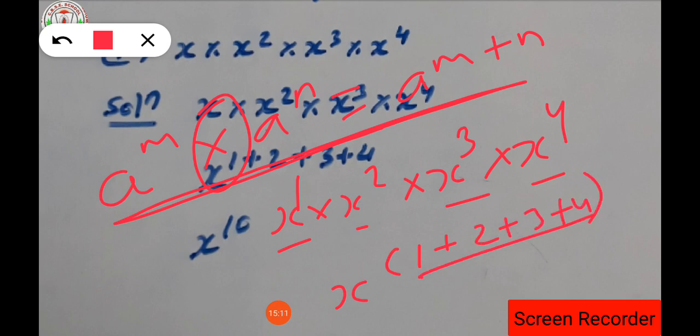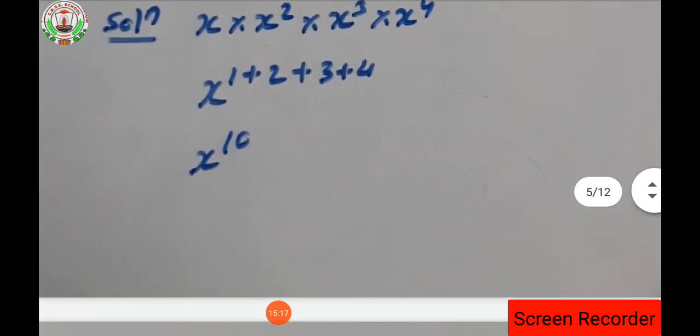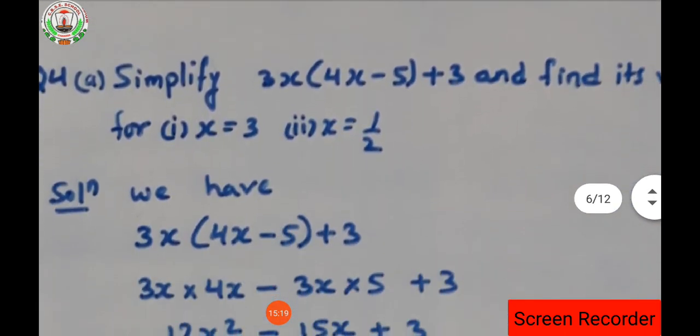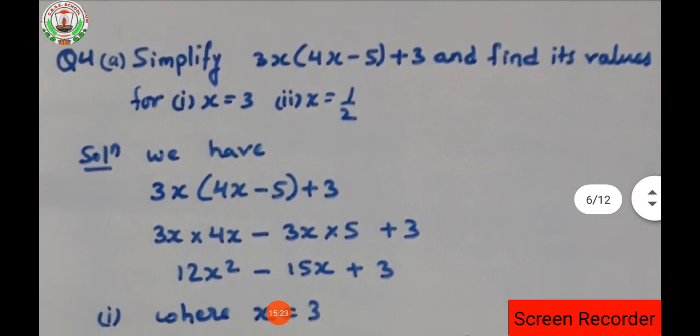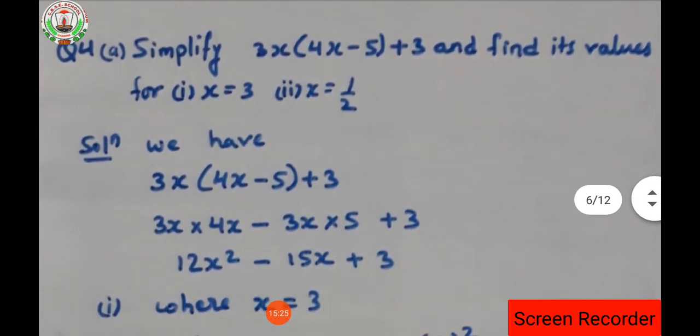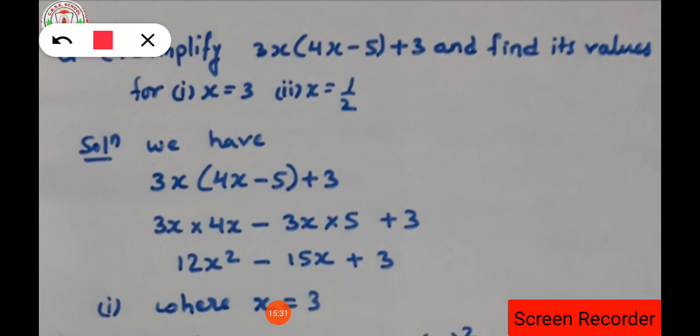So when we add the powers, it will be x to the power 10. Clear? Then after that, question number 4. In question number 4, it is asked to do the simplification as well as substitute the value of x. Everybody knows how to do the simplification. Last year also we did the same.